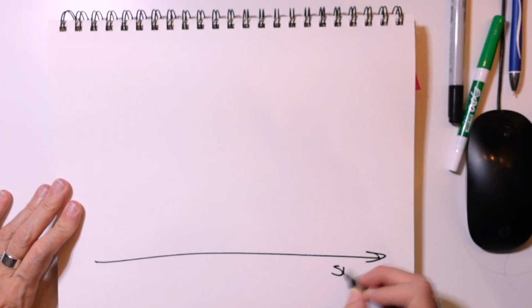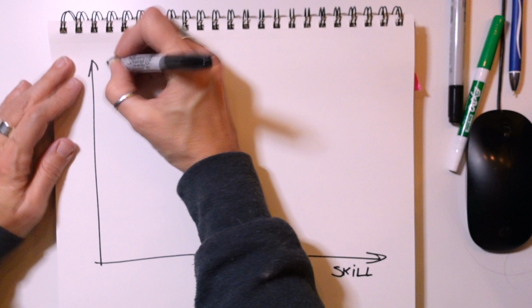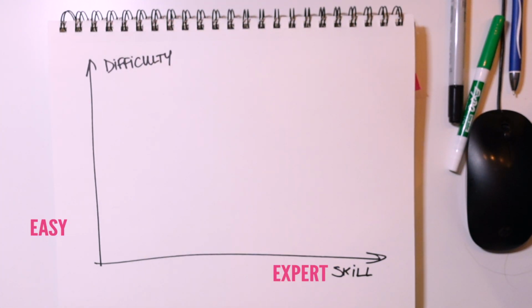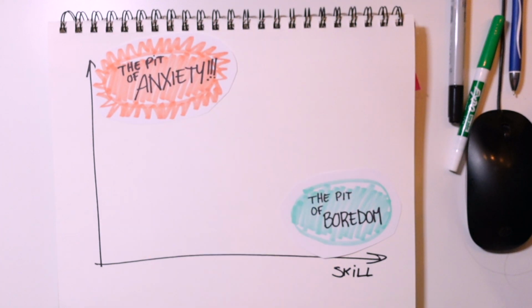Here's the main reason why most training is dull. You're probably already familiar with this graph. This is how skilled you are at something from beginner to expert, and this is how hard a task is from real easy to crazy hard. So if you're an expert and you're given a job that's too easy, it's boring. And if you're a total beginner and you're given something too difficult, you get anxious and frustrated.